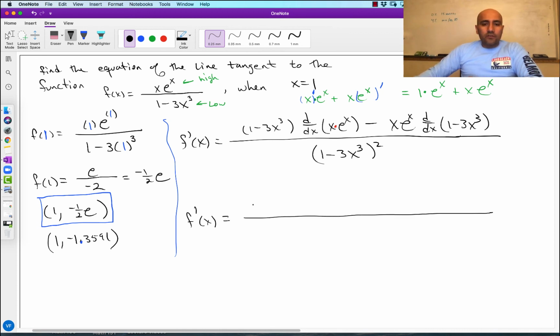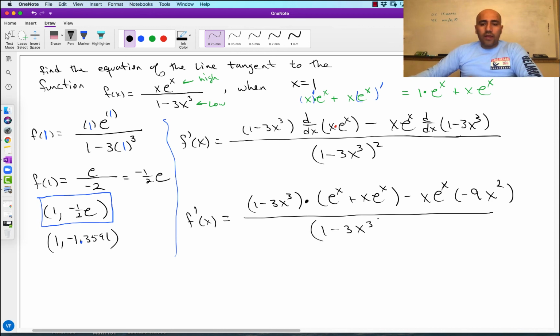Okay, so f prime of x is equal to a giant fraction. We're going to leave this alone. This will be 1 minus 3x to the third power times the derivative of this, which we just discovered is this. So that'll be e to the x plus x e to the x, minus, now we leave this term alone, that's x e to the x, times the derivative of this guy. The derivative of 1 is 0, and the derivative of this is going to be minus 9x to the second power. And now the denominator squared: 1 minus 3x to the third, raised to the power of 2. There it is. There's my derivative.